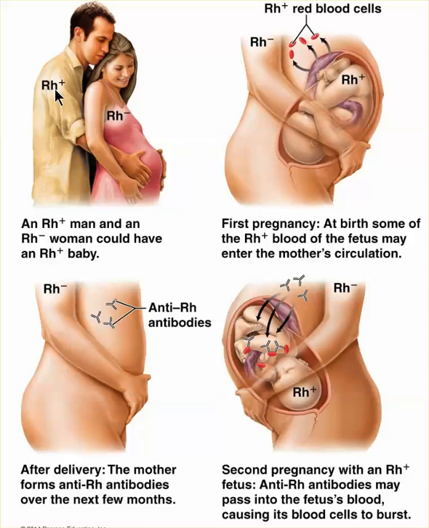So what happens here? Remember, the Rh phenotype, positive or negative, is controlled by genetics. And so if we have an Rh positive father and an Rh negative mother, then it's either 50% possible or 100% possible, depending on the genetics of the father, that the child will be Rh positive. If the child is Rh positive, then we have a potential problem. So what's the nature of that problem?